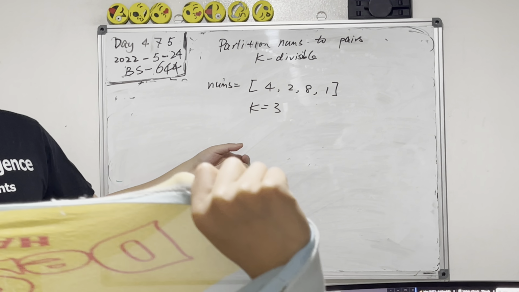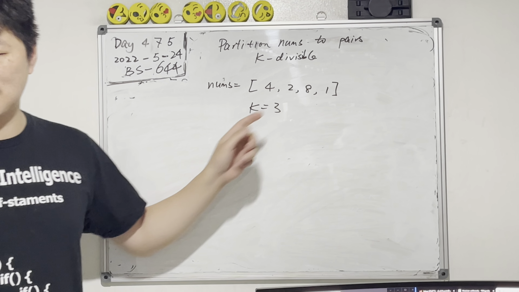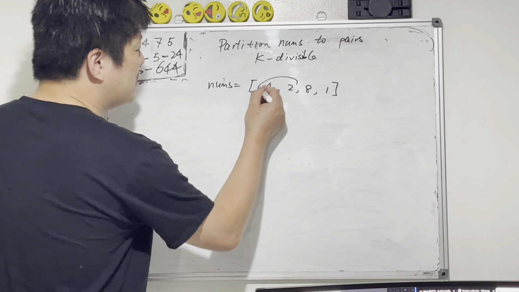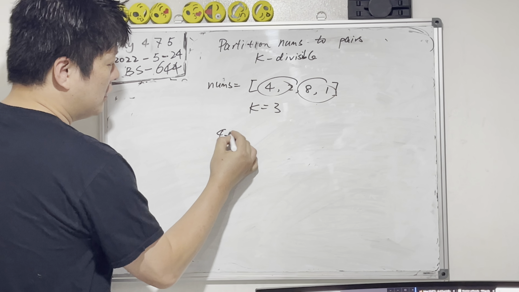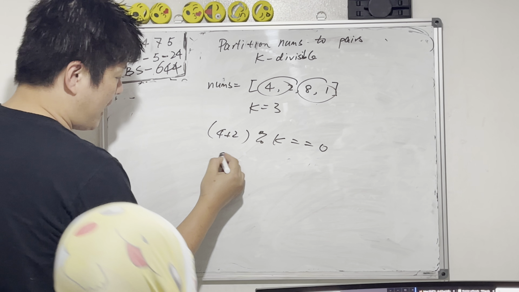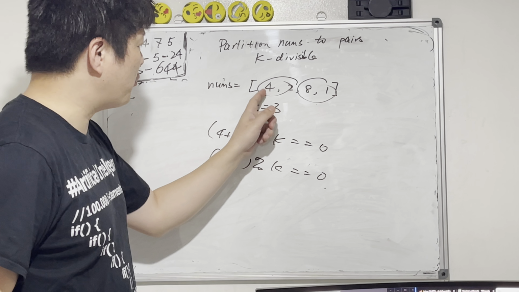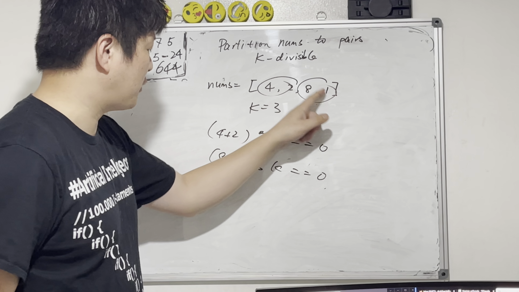Anybody? 4, 2, 8, 1. 4, 2 or 8, 1, or 4, 8, 2, 1. Both are okay. So for example, 4 plus 2 divided by k is 0, k is 3. And 8 plus 1 divided by k equals 0. We also have 4 plus 8 or 2 plus 1, both are okay.